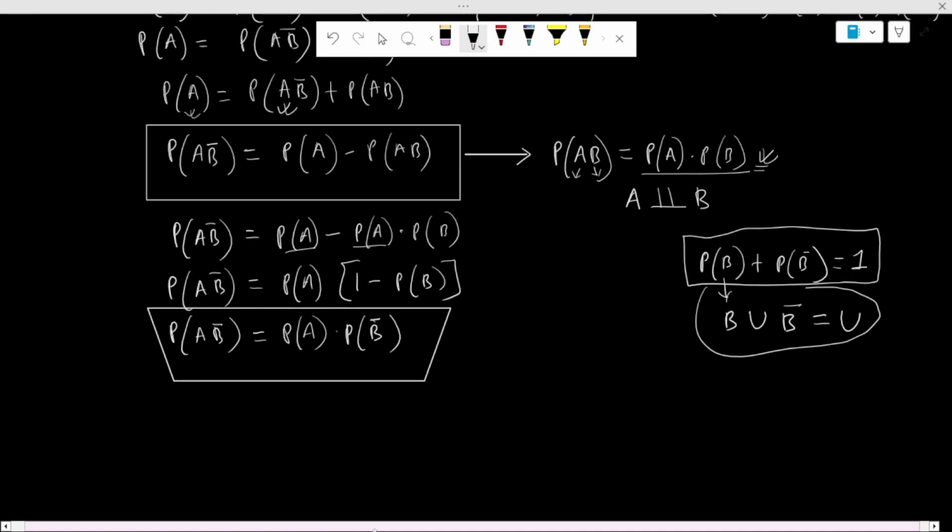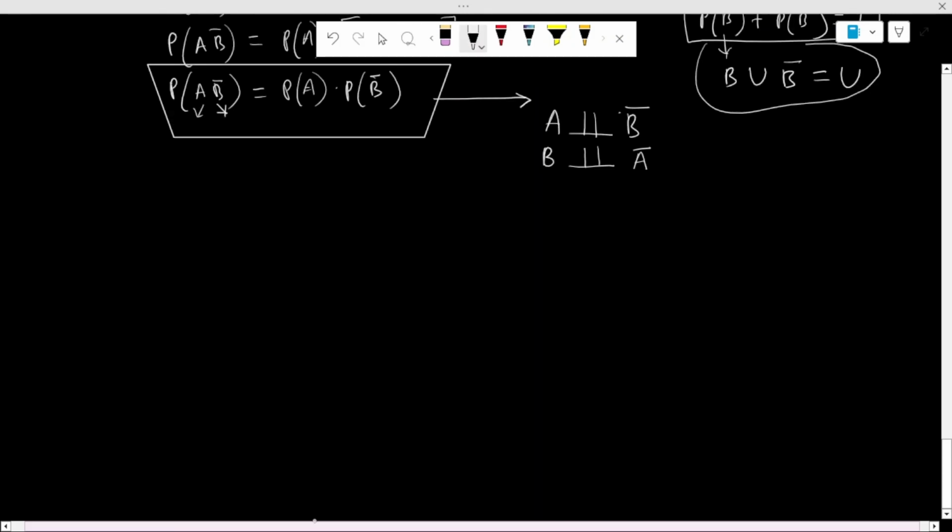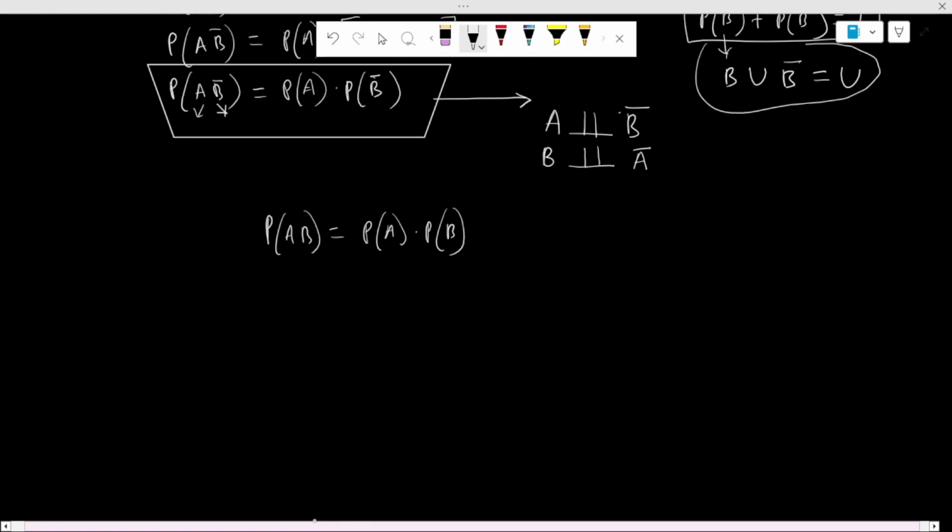So what did we see? We have assumed that A and B are independent. We found that A and B complement are two events, and the probability of their intersection is equal to the product of their individual probabilities. So we can say that the event A is also independent of B complement, and drawing from this we can say that B is also independent of A complement. So if we have two events A and B, and they are independent, meaning we can write it in this form, then we say A and B are independent events.